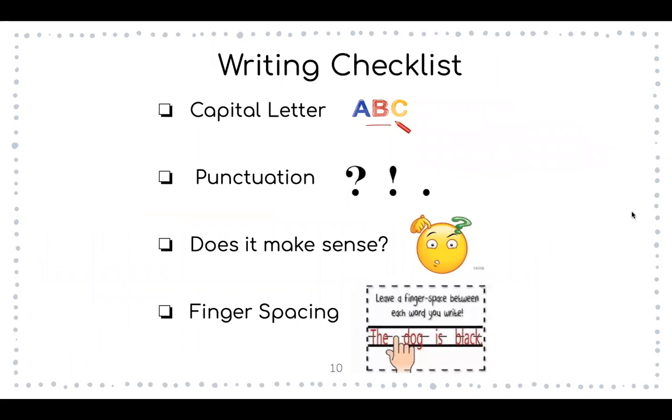Now, when you're done, I want you to pause on this screen. This is your writing checklist. You are going to go through your writing and check for capital letters, punctuation at the end of your sentence, and does it make sense? Go back and read your sentence out loud to see if it makes sense. Then you're also going to go back through your writing and check for finger spacing and make sure there is enough space between your letters of each word and each word between each other.